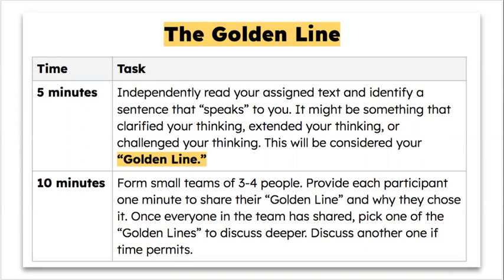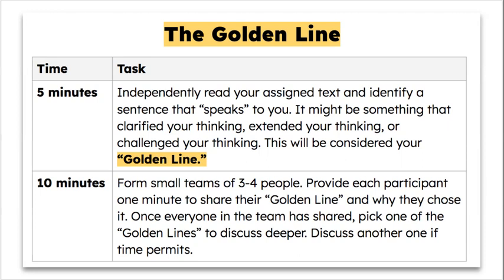So you'll see in the Golden Line protocol, there are 5 minutes for students just to read independently. And really during this protocol, we want them to identify a sentence that speaks to them. This could be something that clarifies, extends their thinking, challenges their thinking, whatever that sentence may be. We want students to highlight that area, write it down, and consider this to be their golden line.